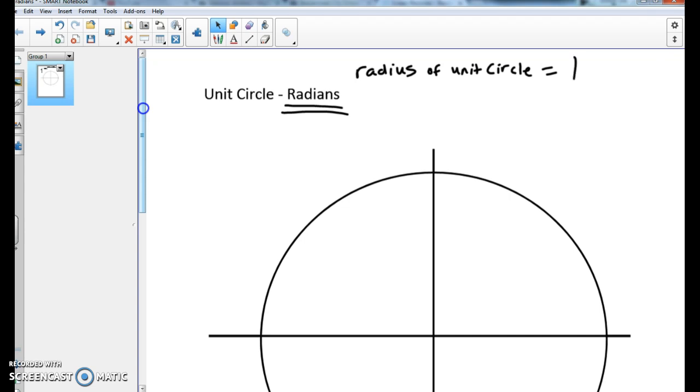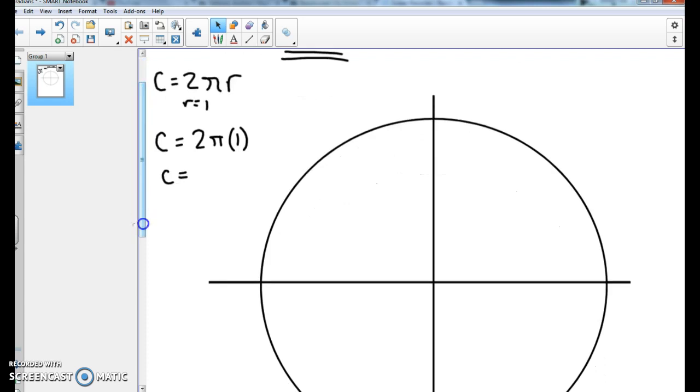1 unit. So if our radius of the unit circle is 1, let's take that into consideration when we're talking about circumference. So you might need to go back to your geometry days here for a hot second and remember that the circumference of any circle is 2 pi r. So in the case of the unit circle, where our radius equals 1, the circumference of the unit circle is 2 times pi times 1, or we would really just think of that as 2 pi.